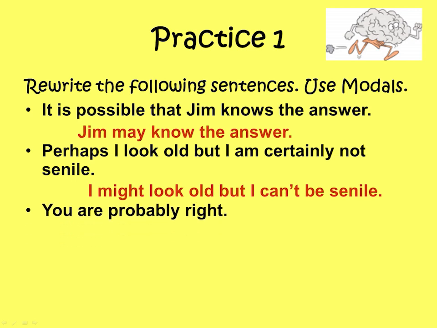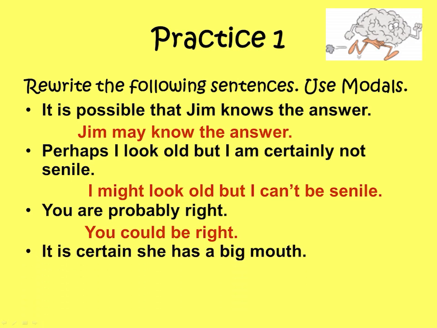The next example, you're probably right. Probably can be replaced by this modal. You could be right. It is certain she has a big mouth. This is the last example. A big mouth, it is an idiom. It means she speaks a lot. She's too talkative. It is certain. So we say she must have a big mouth. It means I'm sure.